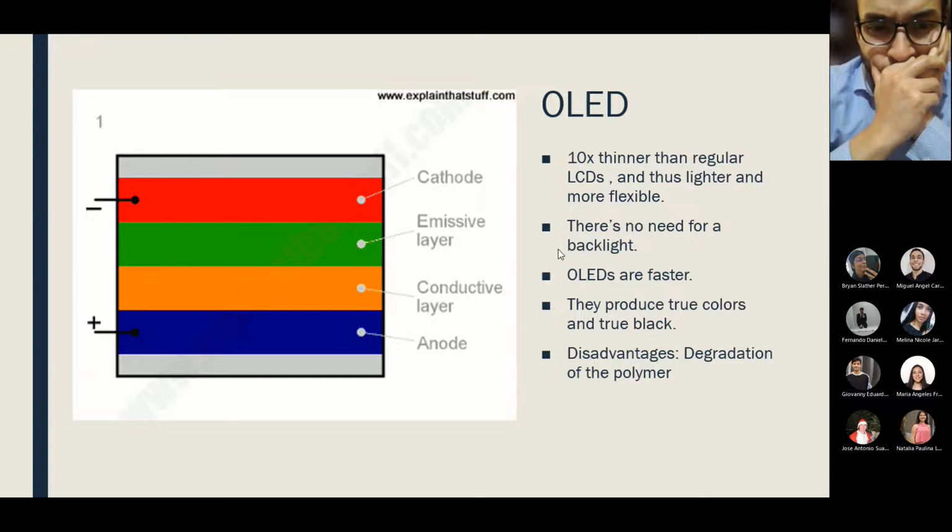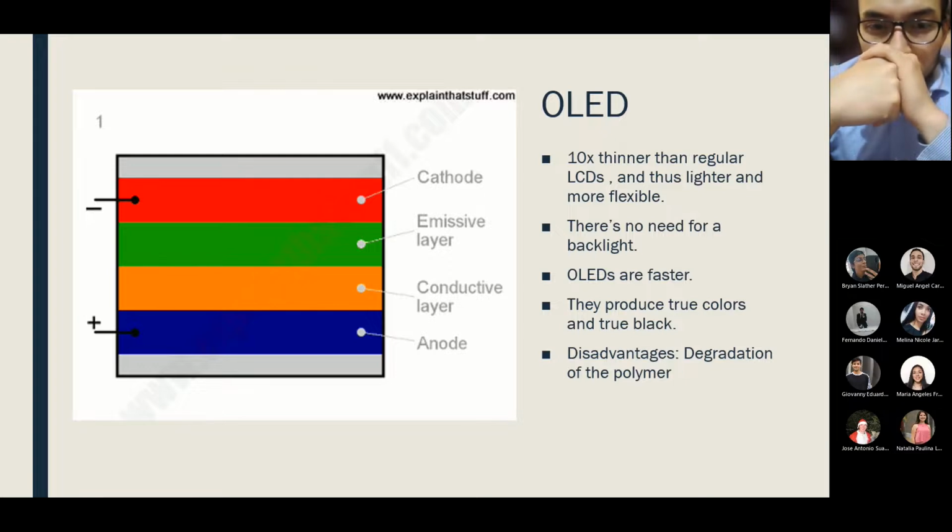Well, some of the advantages of the OLEDs are that they are 10 times thinner than regular LCDs, which was a very regular form of screen like 10 years ago, I think. Also, they are flexible. Usually for LCDs, to create a black color, we just turn off that LCD pixel, let's say. But with OLED, they create black. So colors are way better.